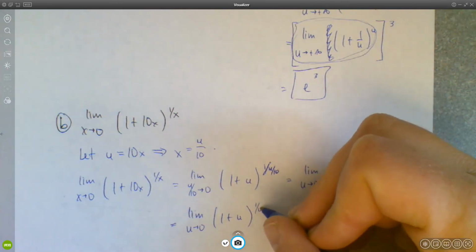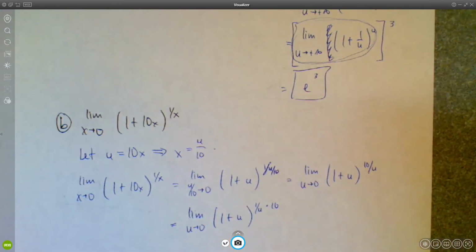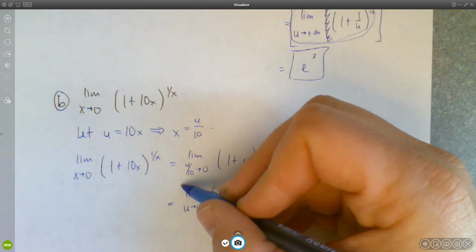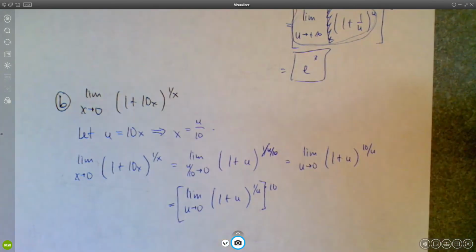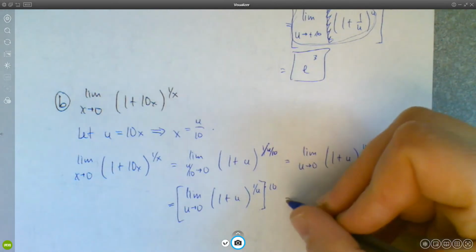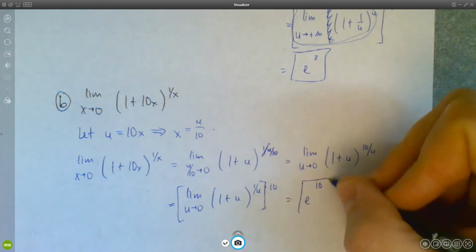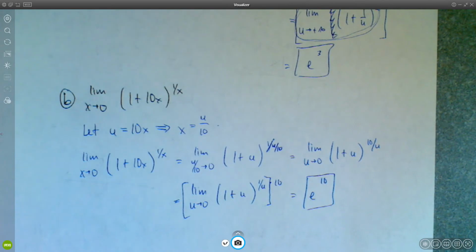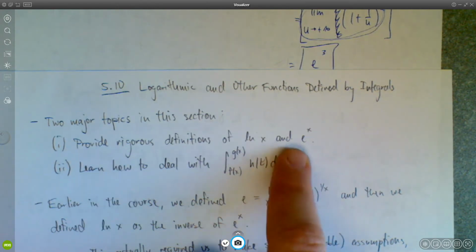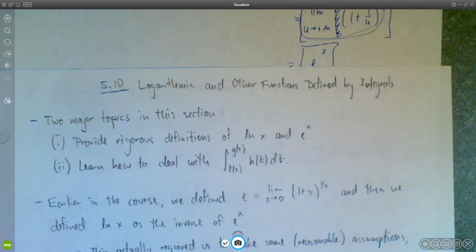It's 1 over u times 10, right? And so really that means that I can do that, right? And now this is just e. So we get e to the 10th power. Okay. So that's that. And that's all I really want to say about this first topic, giving rigorous definitions for ln of x and e to the x.